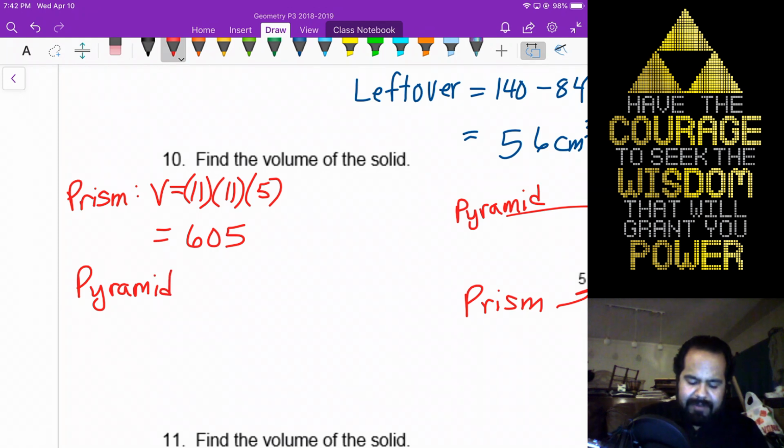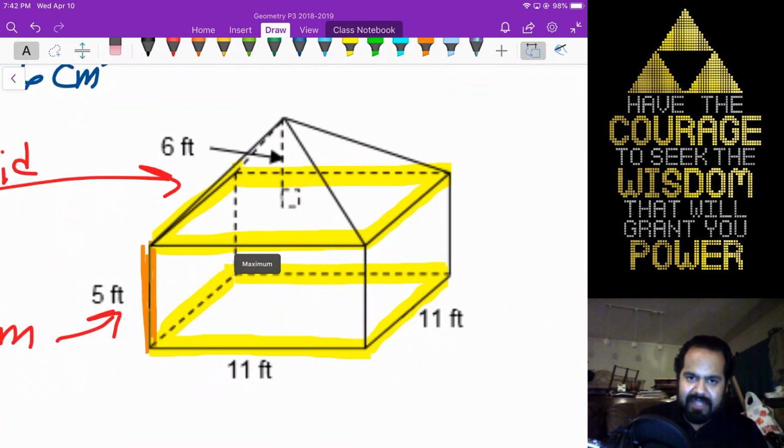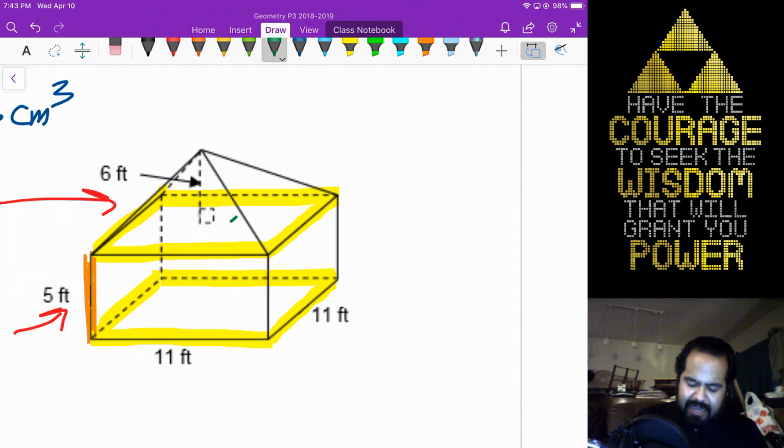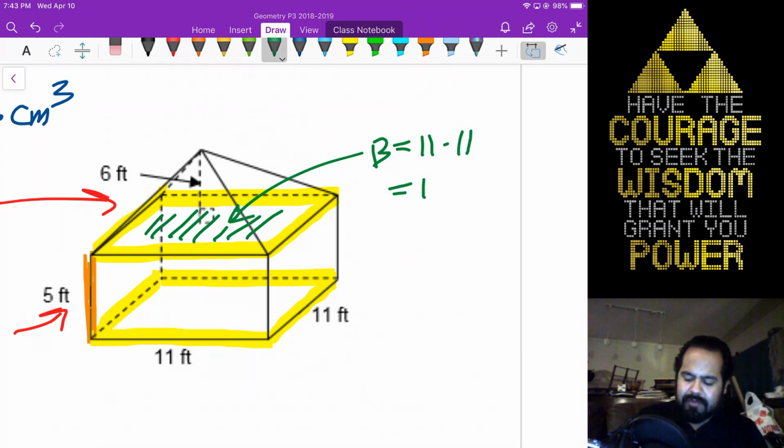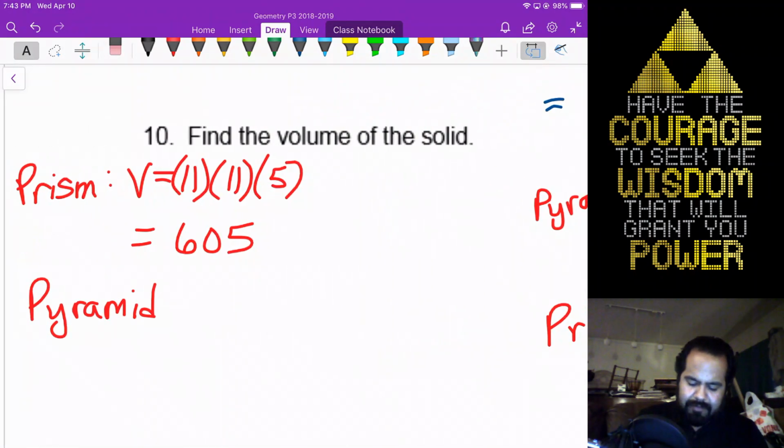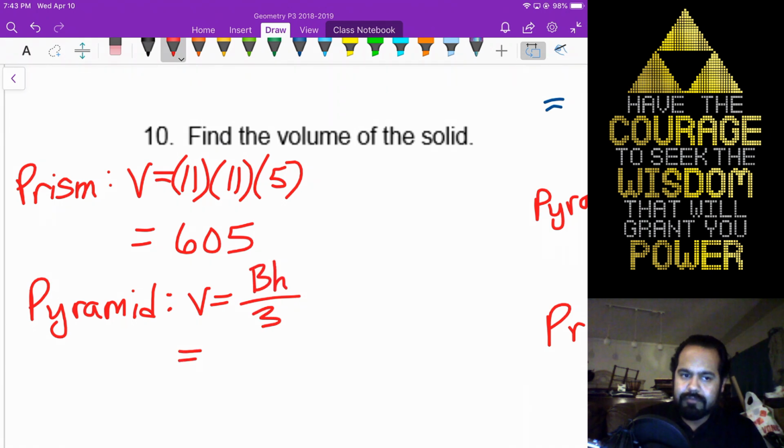Now, just for quick reference, our pyramid does have a square base. So this base area is going to be 11 times 11, which is 121. So let's just plug it in. Pyramid volume: base area times the height, all over 3. So we're going to have 121 times 6, all over 3.